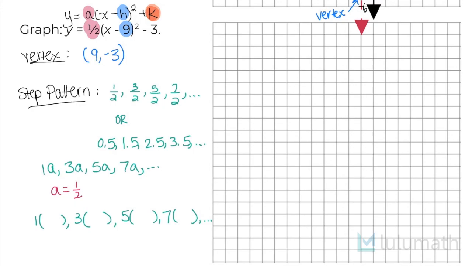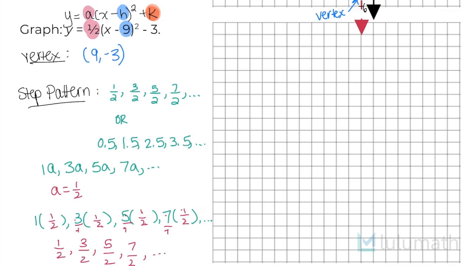So we will do 1 times 1/2, 3 times 1/2, 5 times 1/2, 7 times 1/2, which will give us 1/2. 3 times 1 is 3, 3 over 1, 1 times 2 is 2. When I multiply across here, 5 times 1 is 5, 1 times 2 is 2, and same thing here, when I multiply across, 7 times 1 is 7, 1 times 2 is 2, so this is our step pattern.